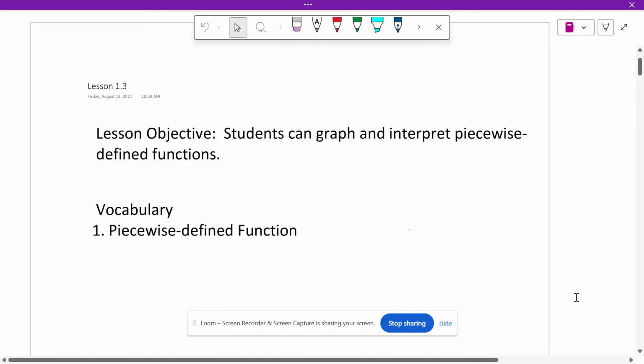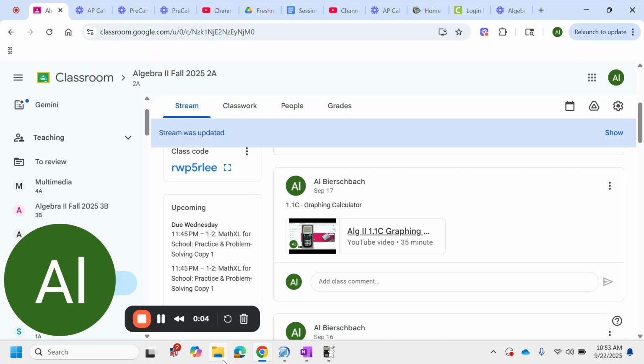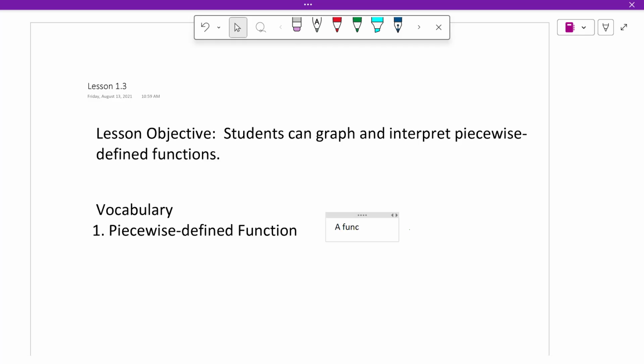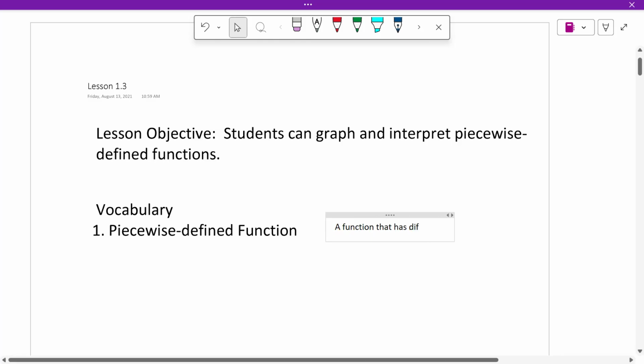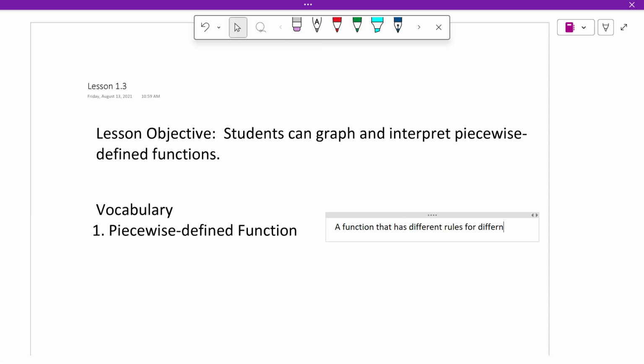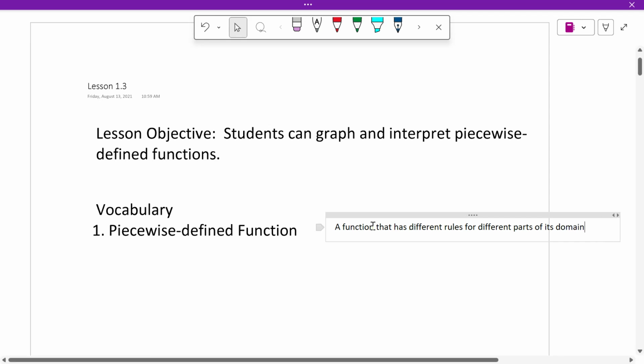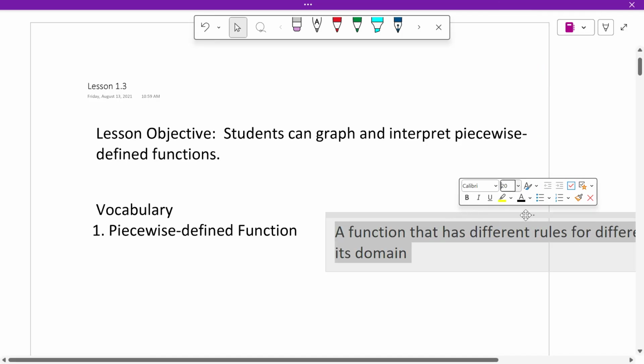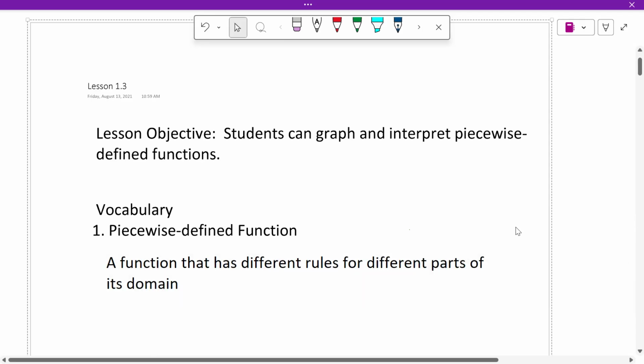Hey, piecewise functions. A piecewise function is a function that has different rules for different parts of its domain. A function that has different rules for different parts of its domain.